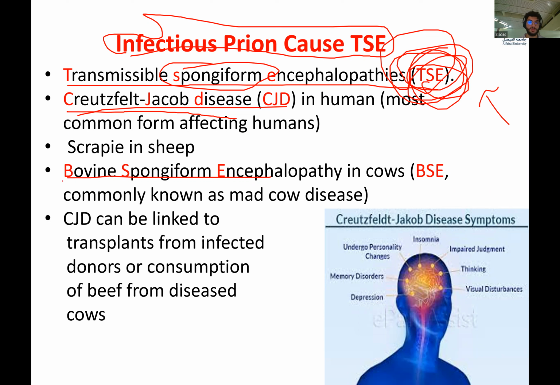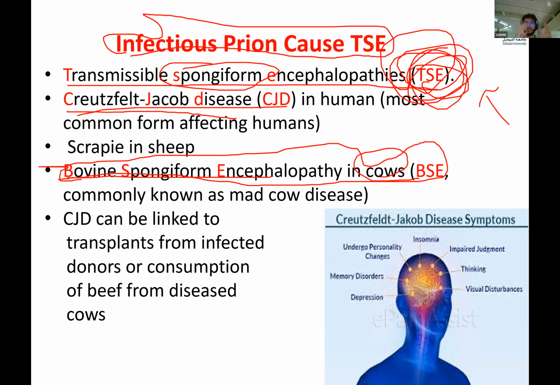Sometimes, if you remember the incident in the UK, this could happen in other animals, for example, in cows. Mad cow's disease. This is why it's called mad cow's disease. It's just a prion protein. This happens inside the cow. Once it happens inside the cow, people consume the meat. When they consume the meat, they take this prion protein, and this prion protein starts converting the other prion proteins inside the brain. And again, it's also linked to transplants or whatever, beef consumption.